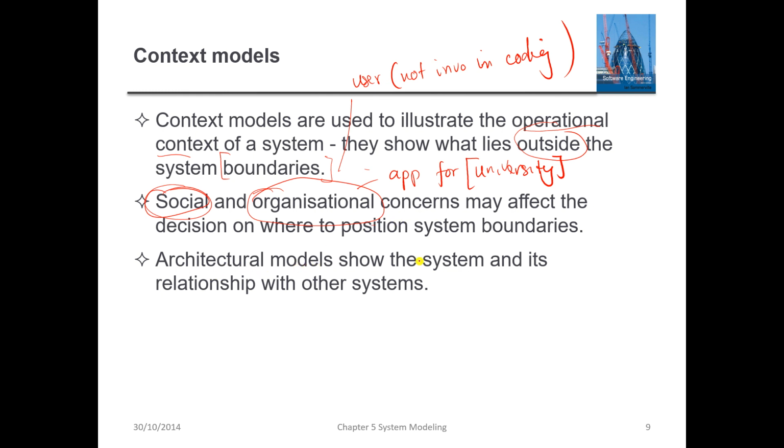Architectural models show the system and its relationship with other systems. The architecture looks like a building. You need a frame, and this frame will be used to build the building. So it is the same with the architecture model.